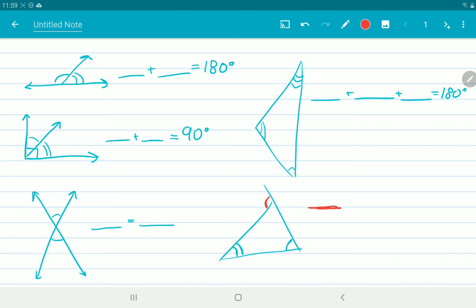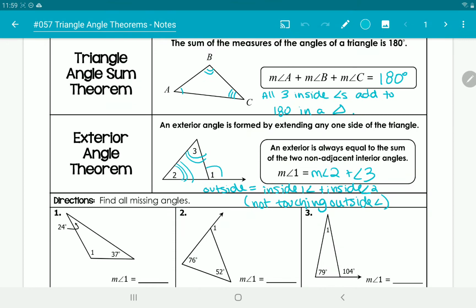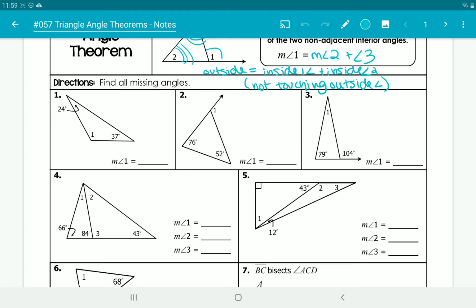If we need that outside angle there, then we are going to say that that is equal to these two inside angles that are not meeting it. So not this one. This is not the one you're going to be looking at. You're going to be looking at the other two. Okay? So if you're looking for an angle, it's always going to be one of those ones. So on these ones, we're going to find all the missing angles.